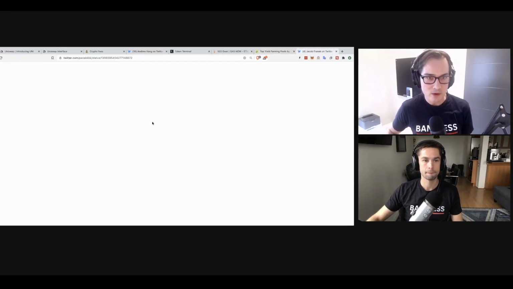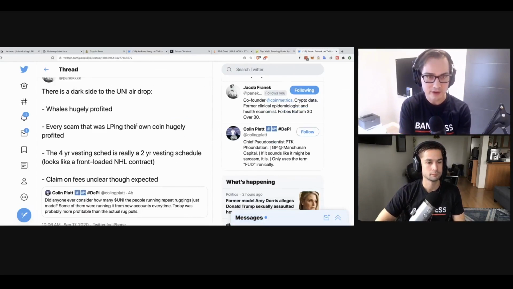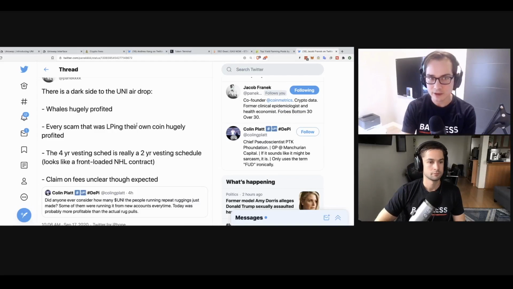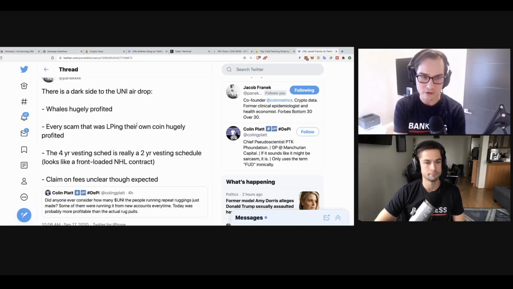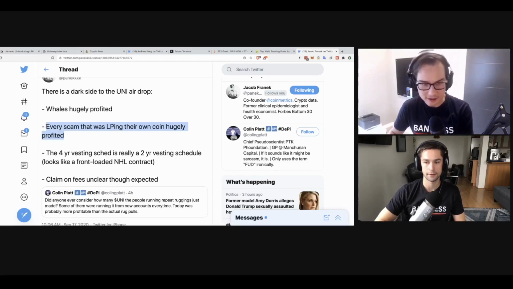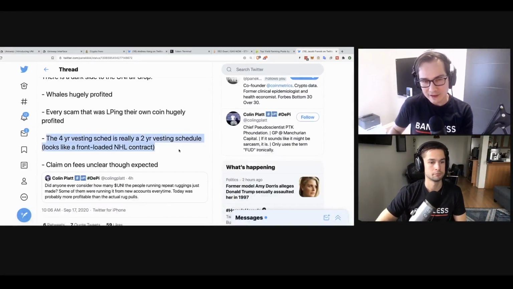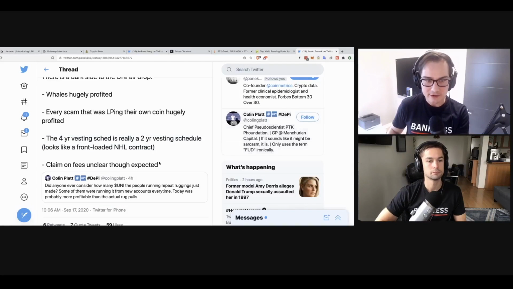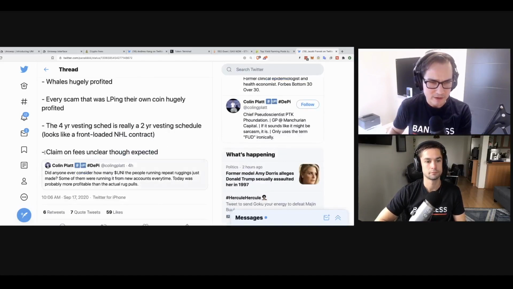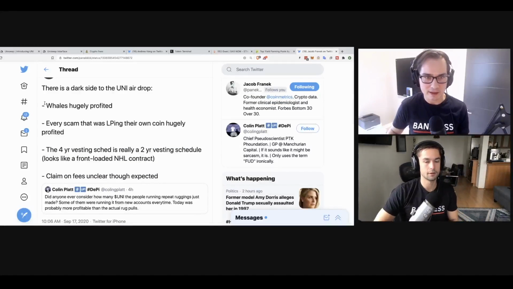Exactly. All right. So one thing that Jacob of Coinmetrics, a friend of ours, said is he argued that, hey, this is awesome, but there's also a bit of a dark side to the Uni airdrop. He said that whales hugely profited. He said that some scams who are LPing their own coin, maybe a Hex comes to mind, hugely profited. And then he said the 4-year vesting schedule for the team and the insiders is more like a 2-year vesting schedule, right? And then he said, claim on fees unclear, though expected. I don't know what that means, but what do you think of some of these takes, David, about the dark side of it?